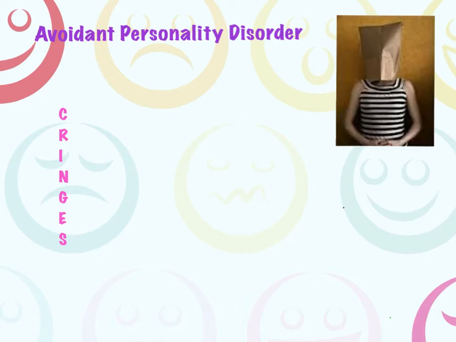The acronym we're going to use for it is CRINGES, and that'll give you a good sense. Again, don't memorize these acronyms. It isn't important that you memorize them. Just get a feel or a flavor for what characterizes these different types of personality disorders. So C in CRINGES stands for certainty of being liked required before they'll open up.